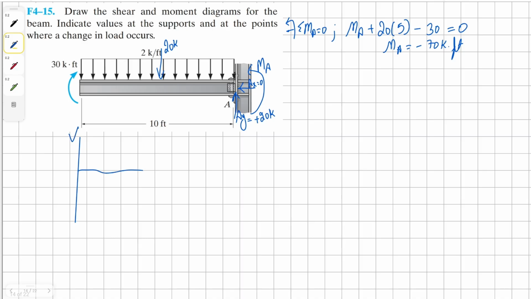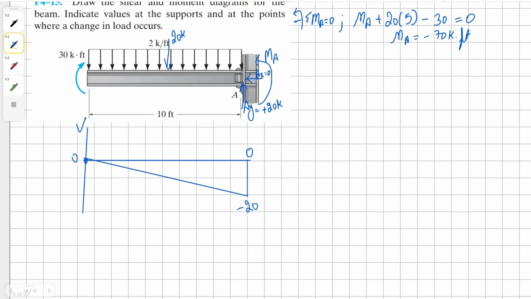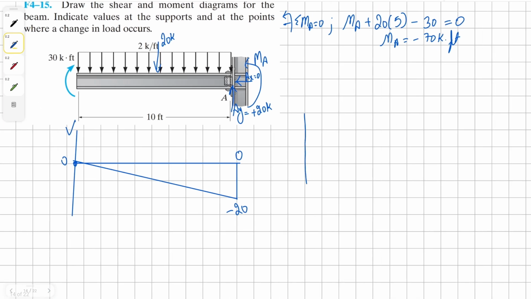So we're going to begin at 0, and then our shear goes all the way till the end, and it ends at negative 20. And then at point A, we get positive 20, and this gets our moment back to 0, and this means we did our calculations correctly. Now we can draw our moment diagram.